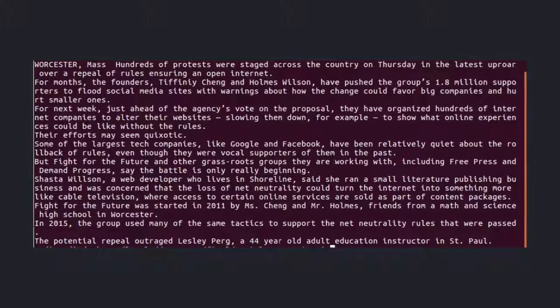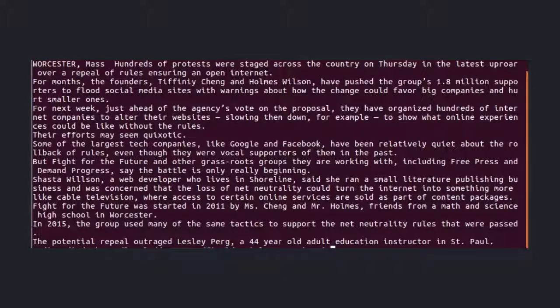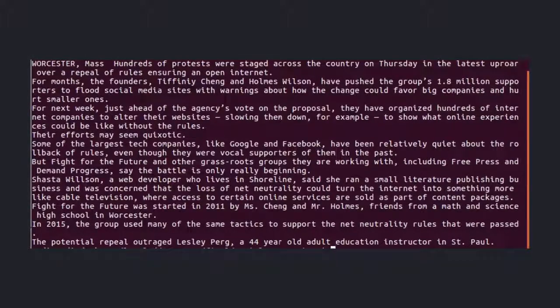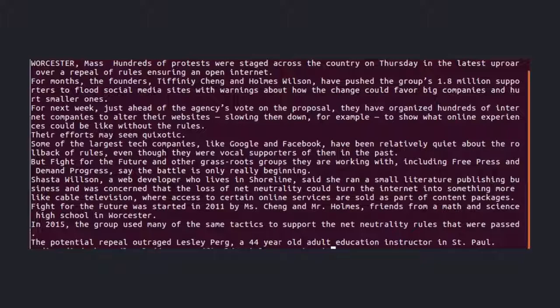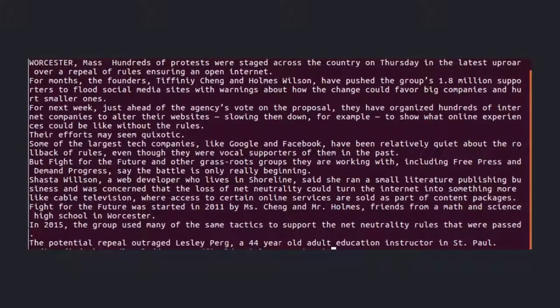This picture shows the final summary. It is 20% of the original length of the article, which is 10 sentences. The highest ranking sentences within the highest ranking subtopic segments are chosen for the final summary.